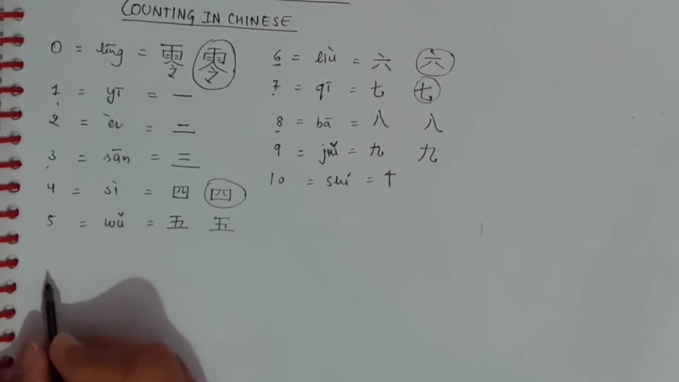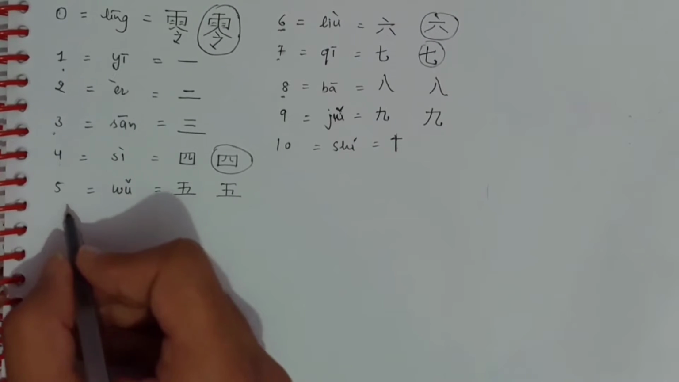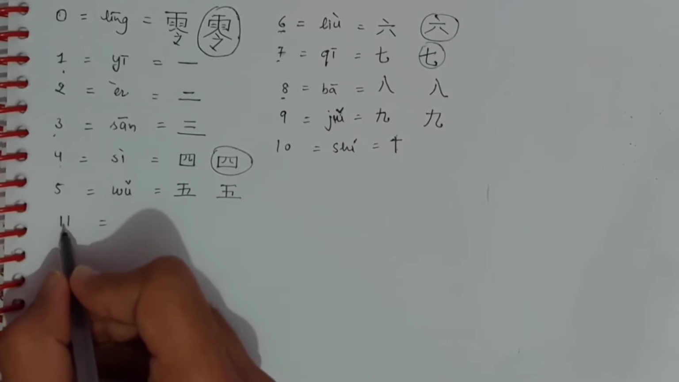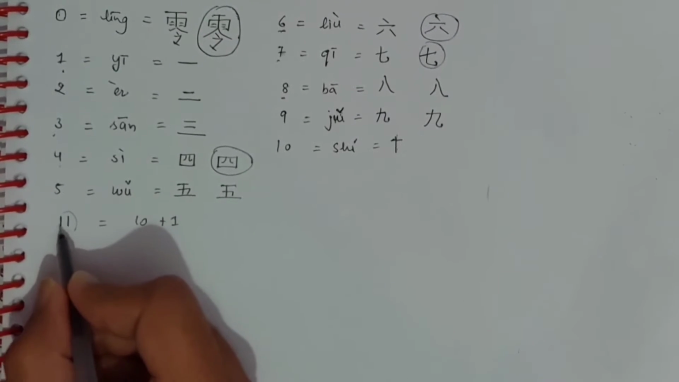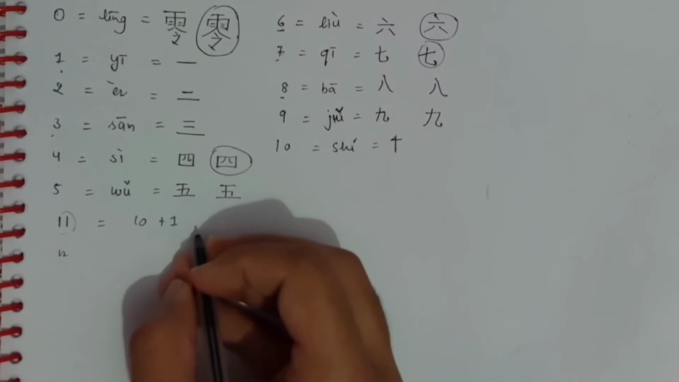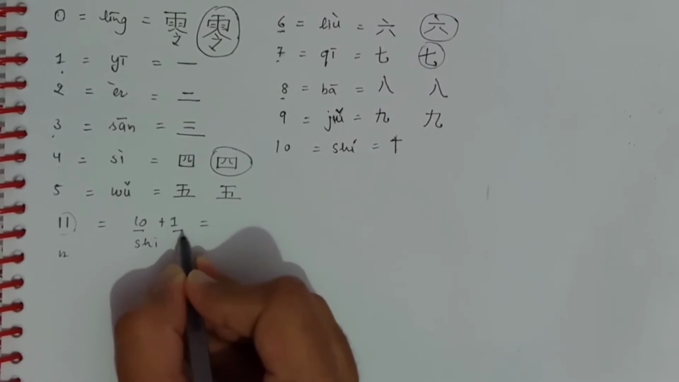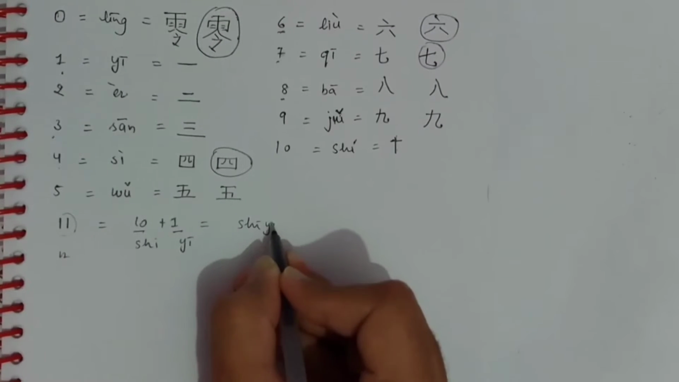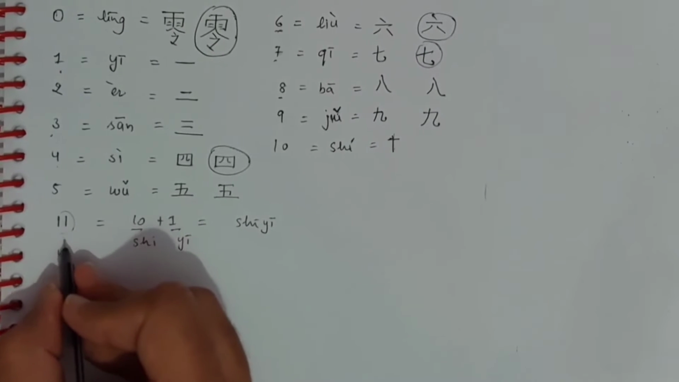Now you should remember, then above 10 how to count. Like if there is 11, we say 10 plus 1. In Chinese, how to remember 11 or 12 or above 10? So split the words to remember these in Chinese. Like 10 we say shi, 1 we say yi, so we say shi yi. Shi yi means 11.